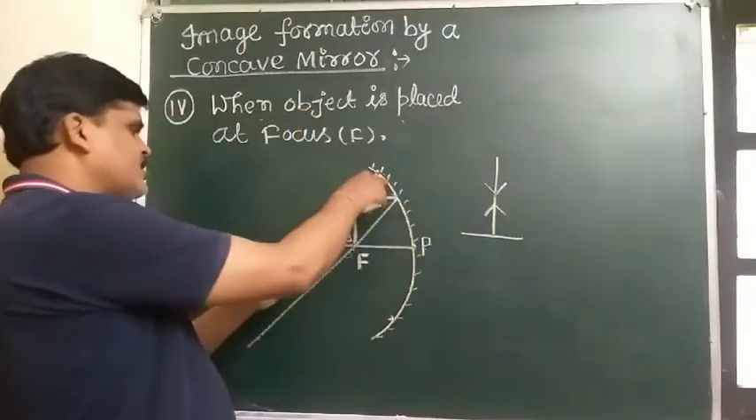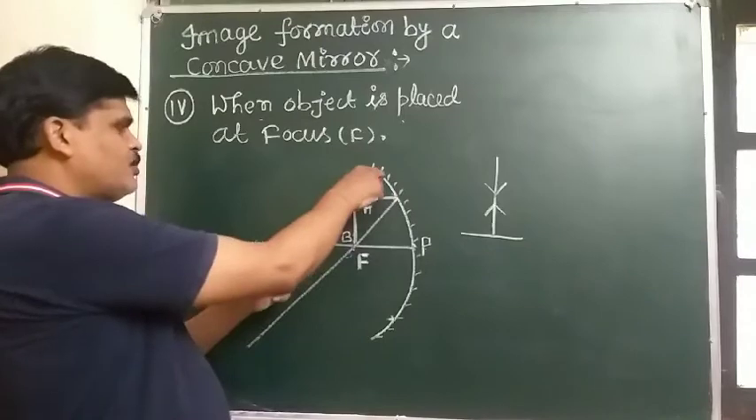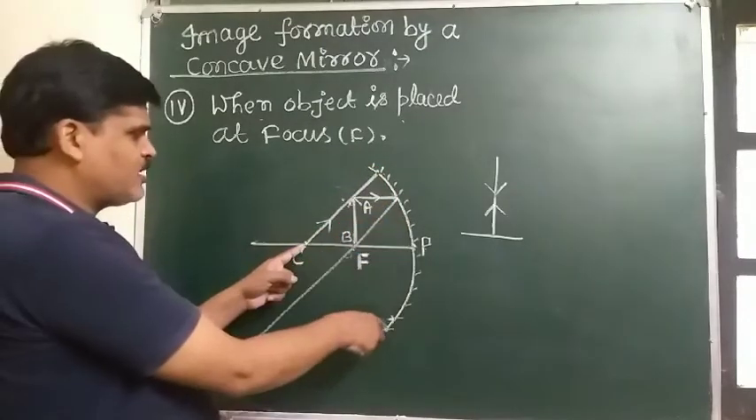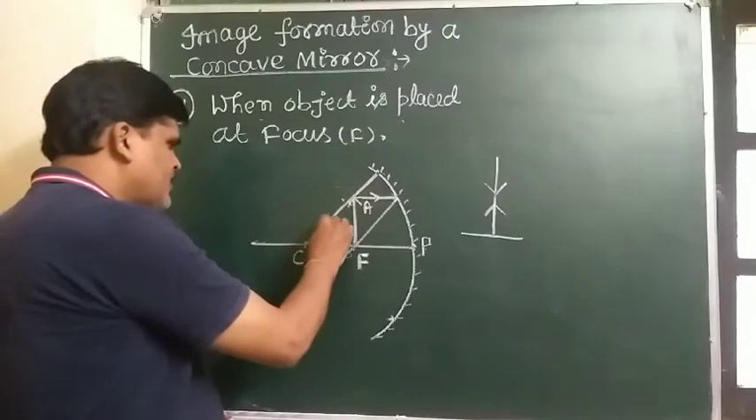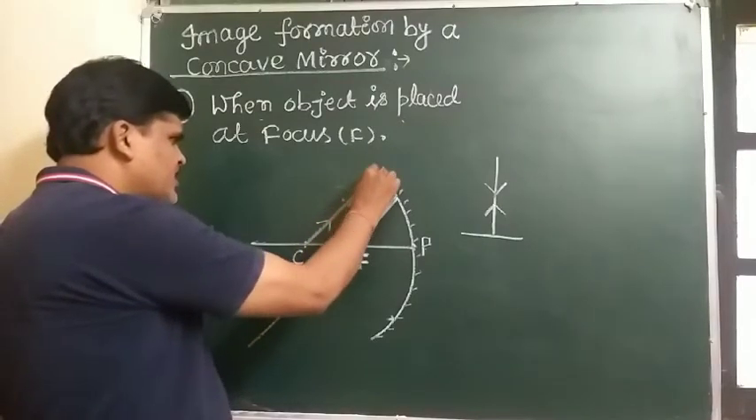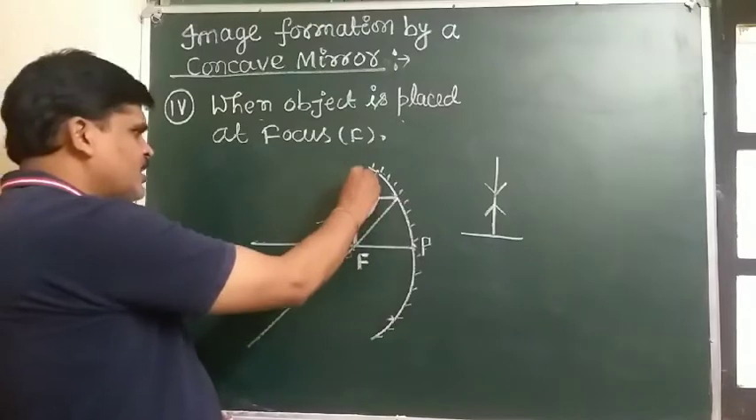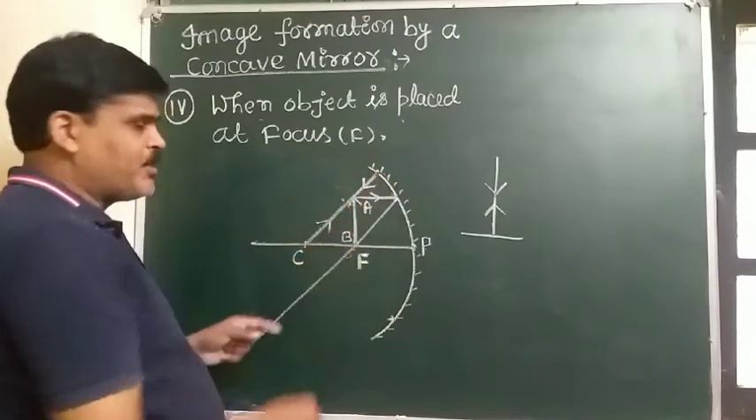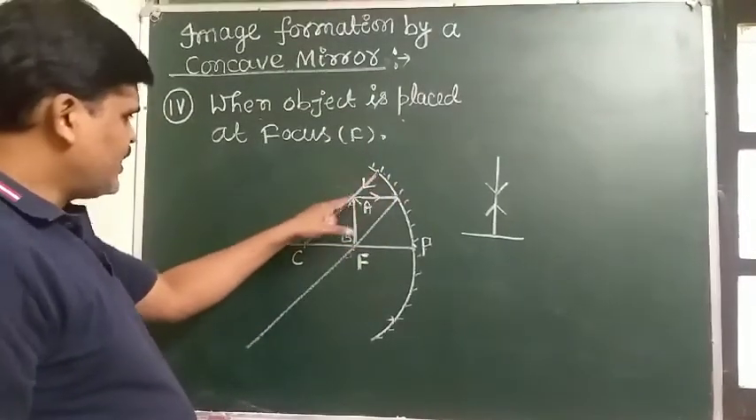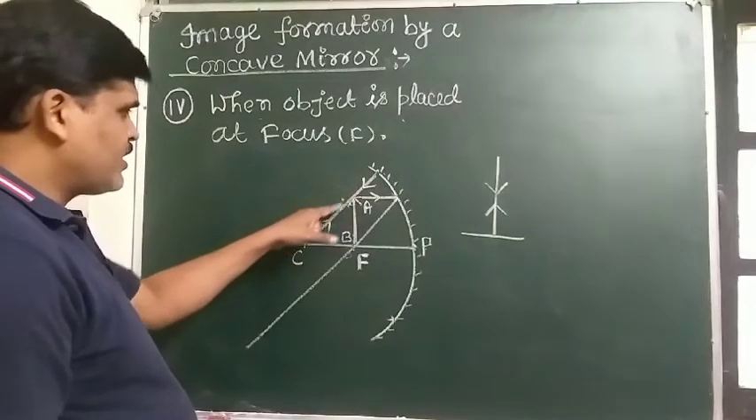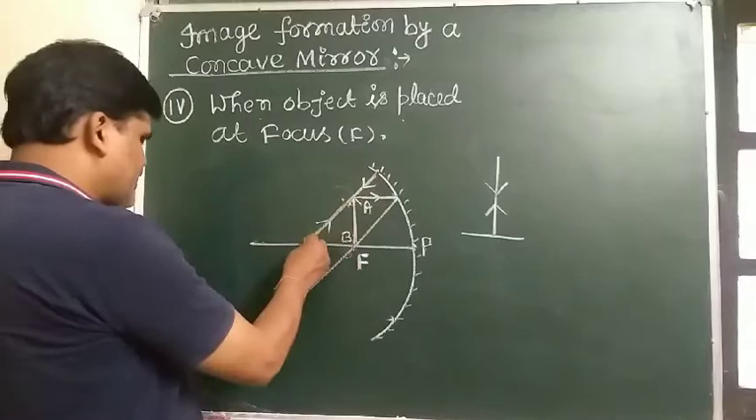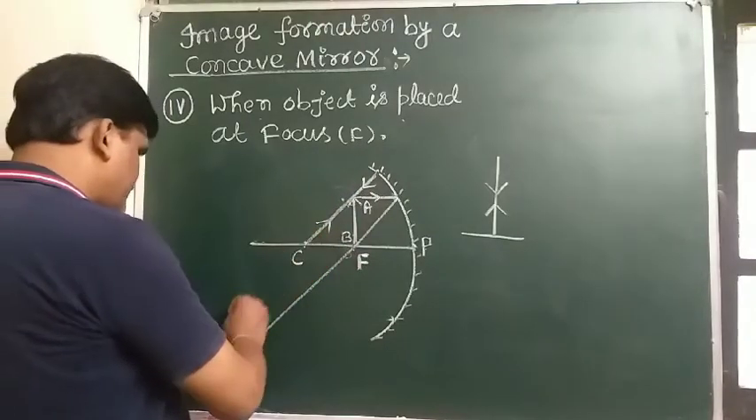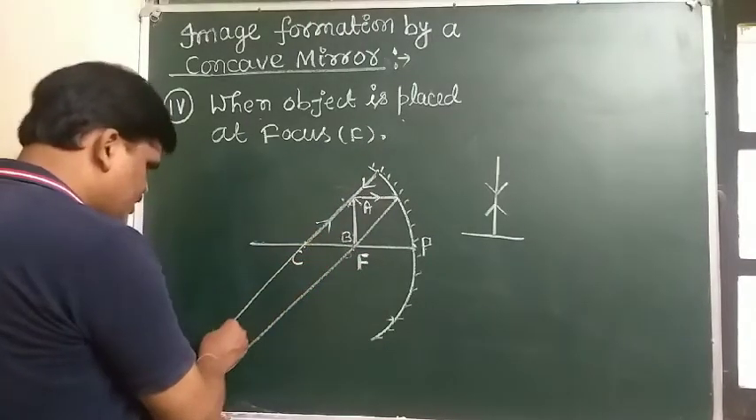So if you join C to any point on the concave mirror, that is the normal. If a ray falls normally on the concave mirror, it retraces the same path. It means the reflected light retraces the same path. So this reflected light goes in this way.